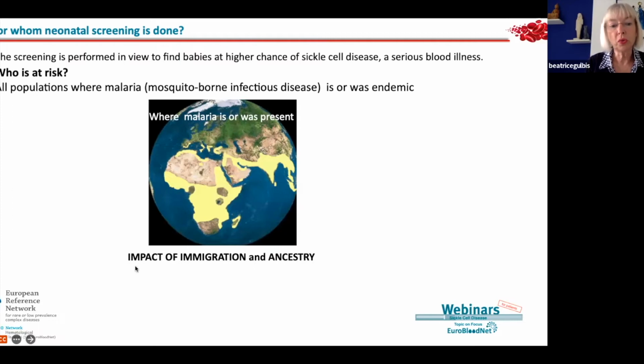But of course, you know that there is an impact of immigration and ancestry. So in Brussels, for example, people coming from certain regions like Italy, in Brussels or in the south of Belgium, they are from the third or fourth generation. And sometimes we forget that the patients are coming from those regions where malaria was endemic. So it's not always so easy to say, okay, I have to target this population.